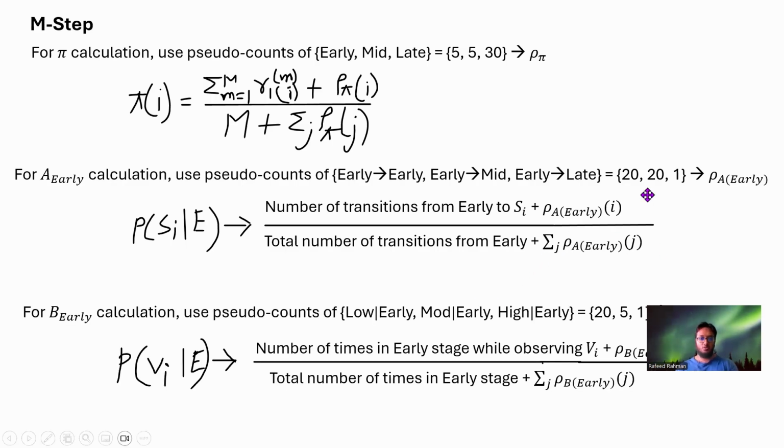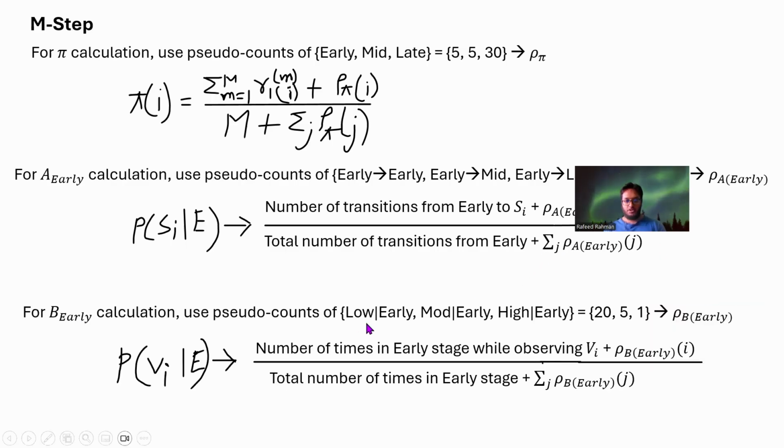And the same thing we can do for the observation. We know that the observation of low serotonin level when we are in early is higher compared to the last one. So we can add a high number right here, and we can add these things up in the numerator and denominator. This is how we can bias our model towards our assumption, and that is a very good idea. So that's all about HMM training.